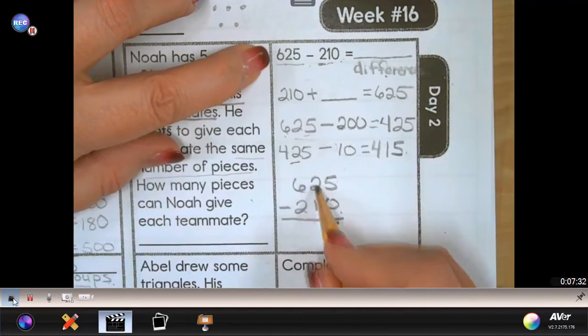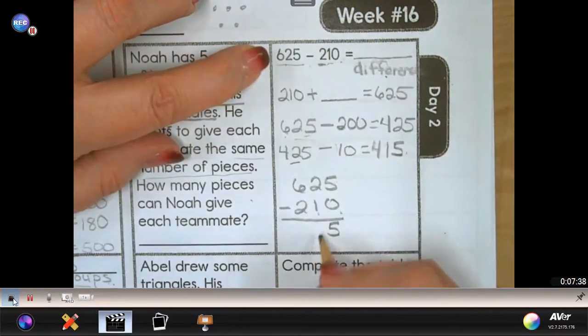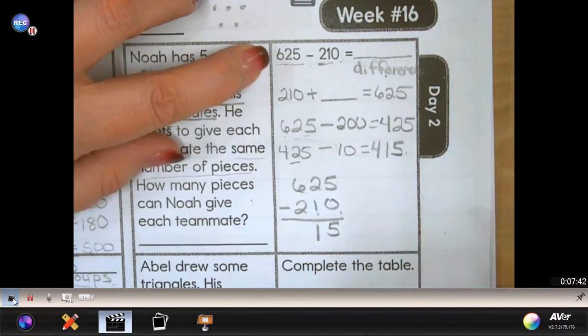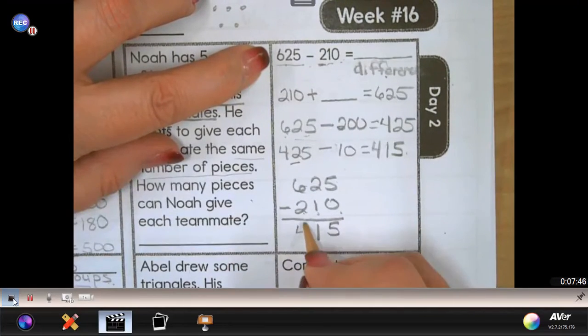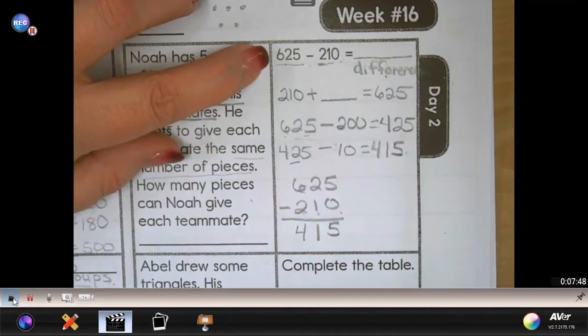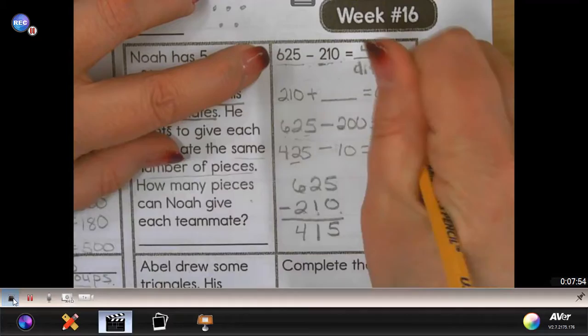Two tens and one more 10. So I do have enough to subtract the 110 from the 2 tens. So if I subtract 1 from the 2, I have 110 left. And 600s minus 200s will leave me with 400s. So 415 would be my difference. So I can place that here in my difference.